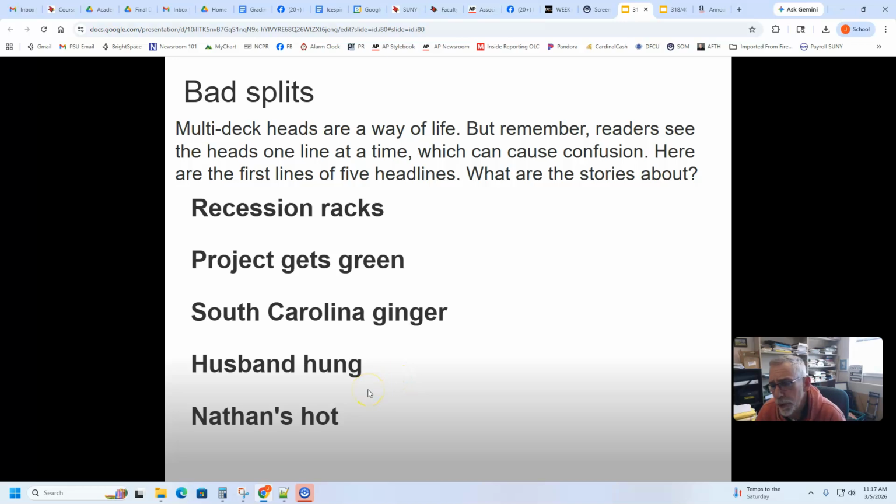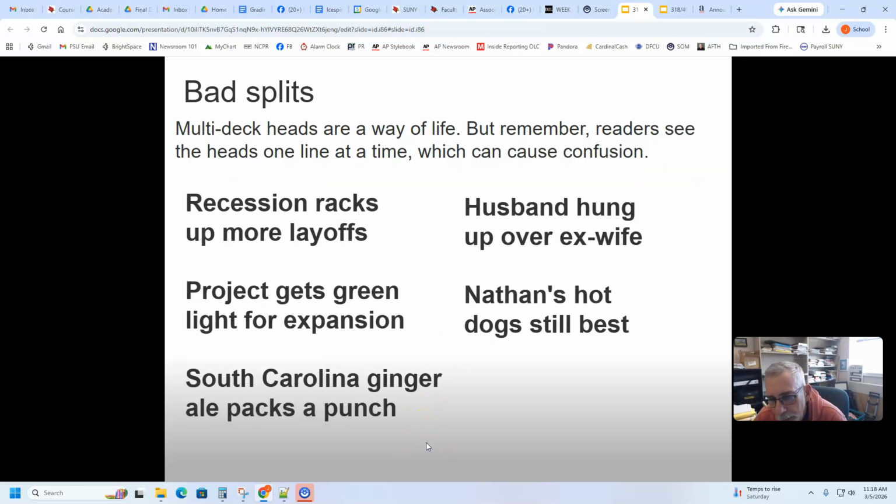"South Carolina ginger," like someone who's got ginger color hair, red hair. "Husband hung." Oh, I don't know what that's about. "Nathan's hot." I don't know what that's about either. Those are the first lines of headlines that actually are breaking the word rack up or racks up. That's a problem. Green light. Breaking these little phrases. Ginger ale. Breaking that is a problem. Hung up. Breaking that's a problem. Hot dog. Breaking that's a problem.